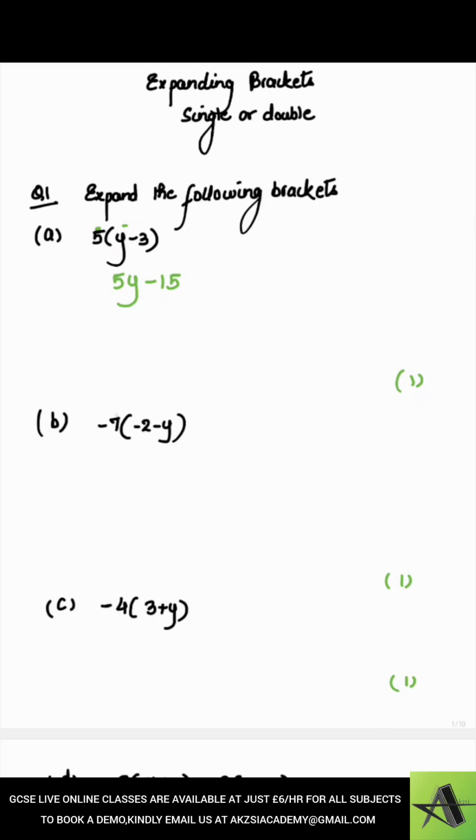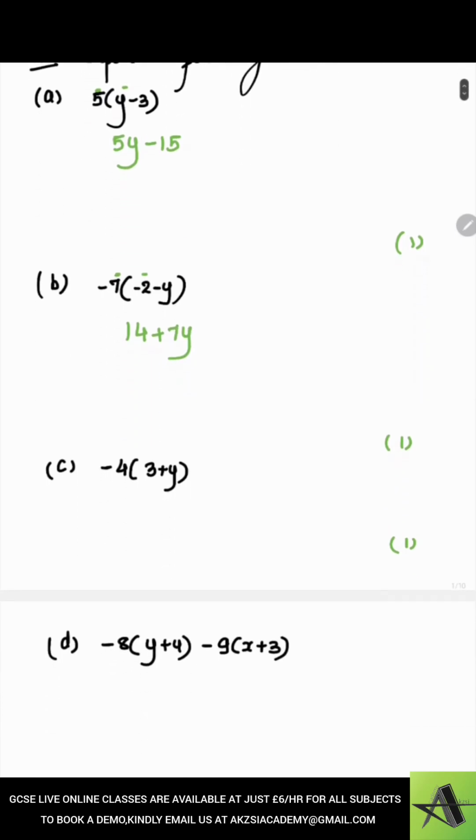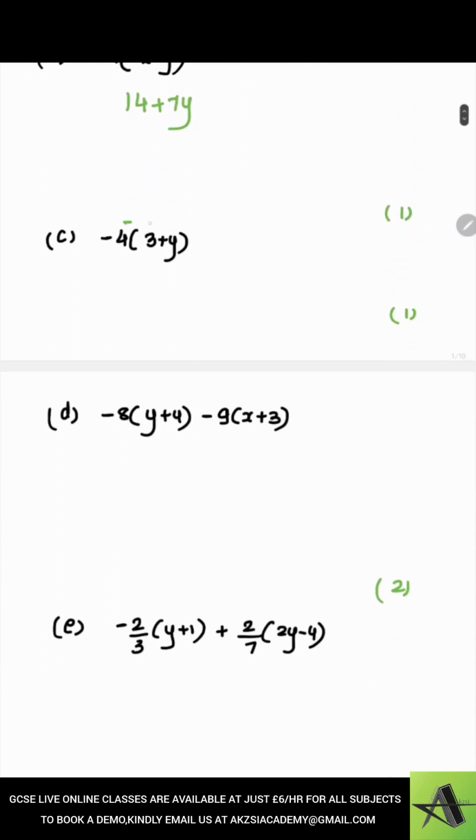The next: minus 7 times minus 2 is 14, and minus 7 times minus y is plus 7y. Next is minus 4 times 3 is minus 12, and minus 4 times y is minus 4y. That's how we can expand.